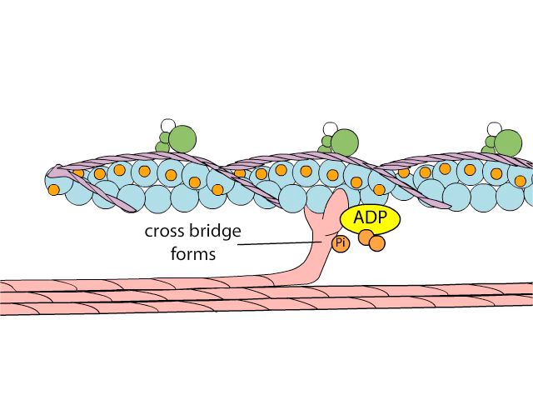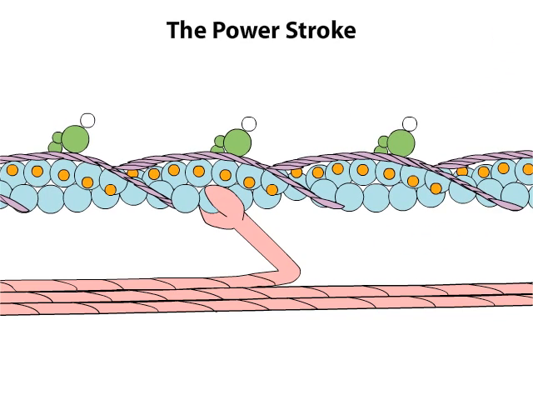When a myosin head binds to actin, it forms what is referred to as a cross bridge. After myosin binds to the actin filaments, the molecules of inorganic phosphate and ADP are released. The release triggers the myosin heads to pivot, forcing the actin and myosin filaments to slide past each other. This movement represents the power stroke of muscle contraction.